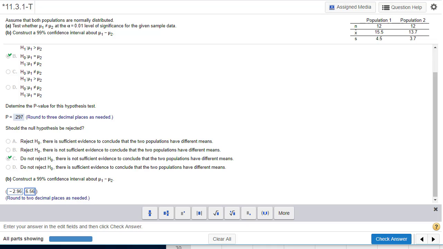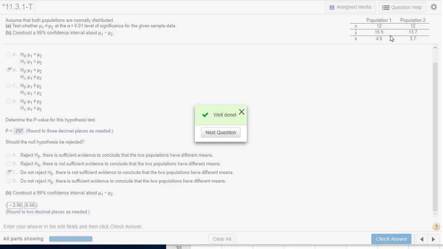Okay, and so notice what we have in this interval. 0 is in the interval. So that's another confirmation that we would fail to reject H0. So again, we are 99% confident that the true mean difference between these two independent means is between negative 2.96 and 6.56. So since 0 is in there, that's another confirmation, as well as the p-value in this particular case. We had a pretty high p-value here, so we failed to reject H0 on a couple different counts.